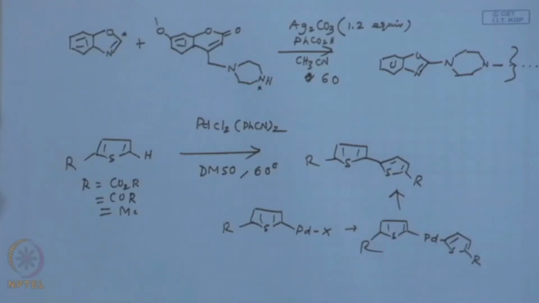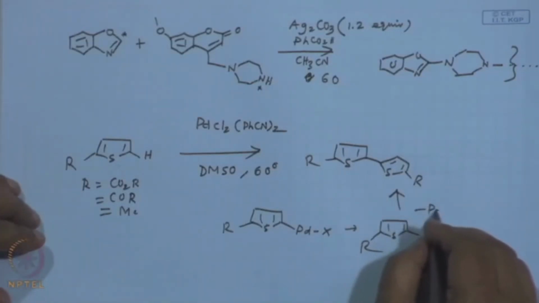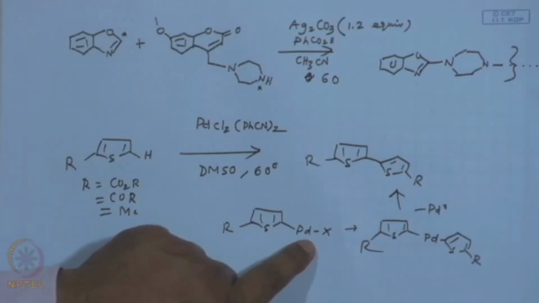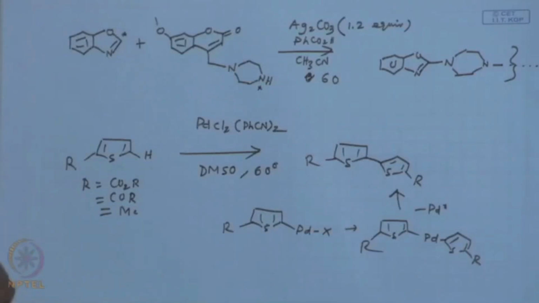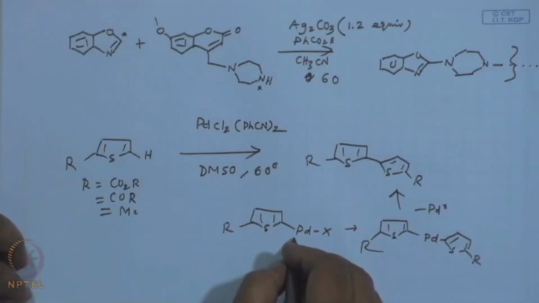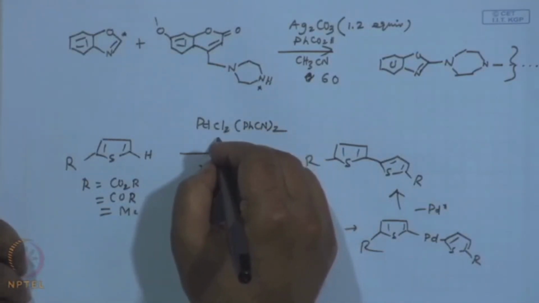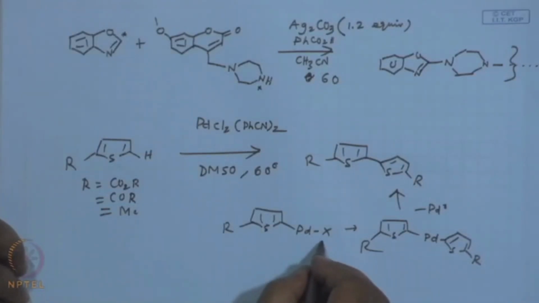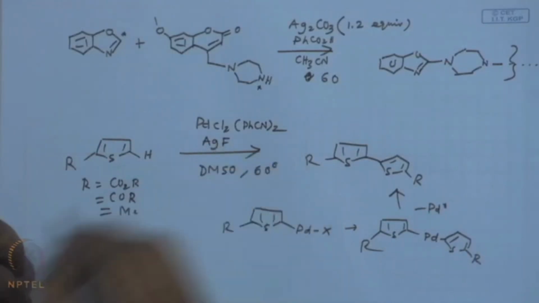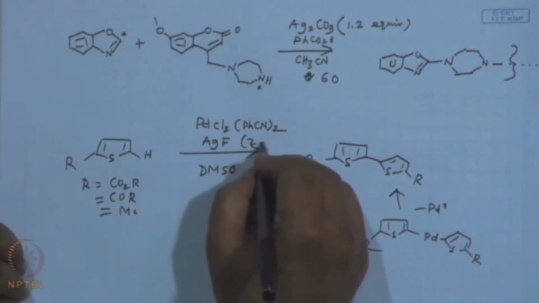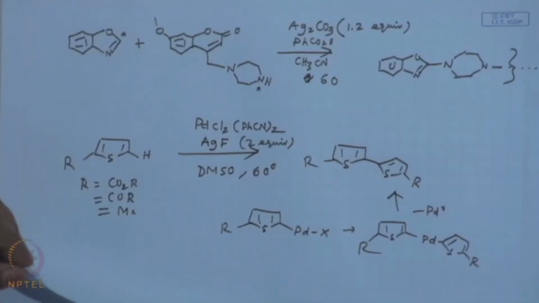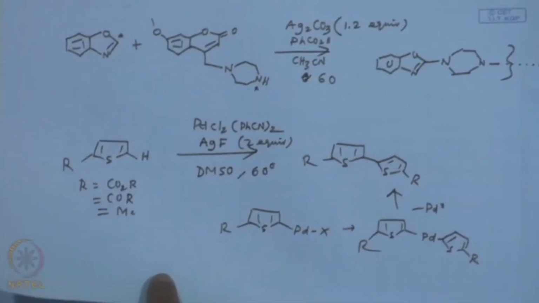Then reductive elimination, minus palladium 0. To speed up the second step: the first step is quite easy because palladium 2 is pretty electrophilic in nature, but this one is not very electrophilic. So, what do you have to do? You have to make this a little more electrophilic. How do you do that? Add silver salt, and in this case, because halogen is there, you have to use 2 equivalents of silver chloride.